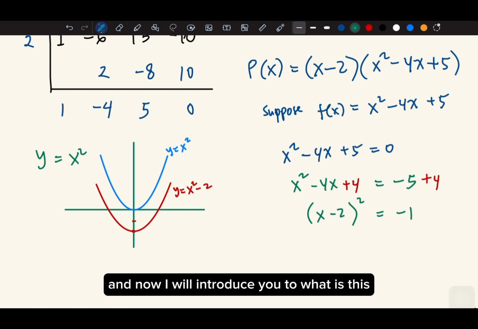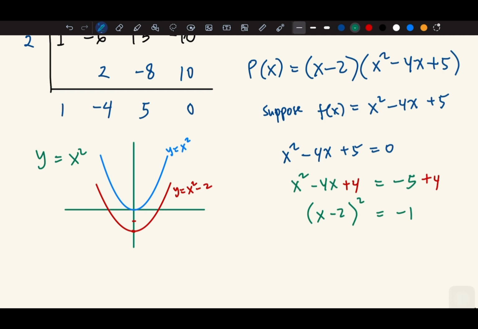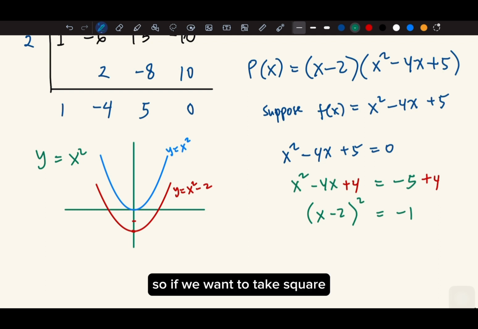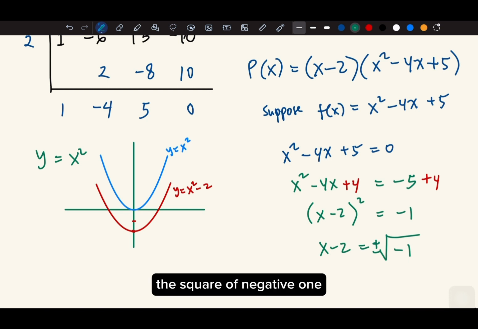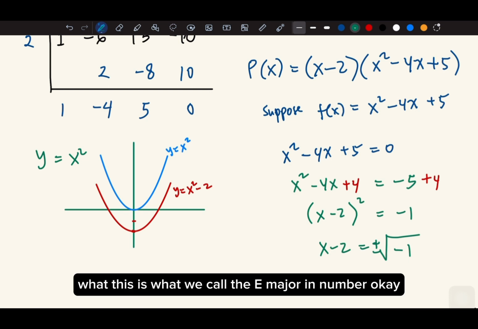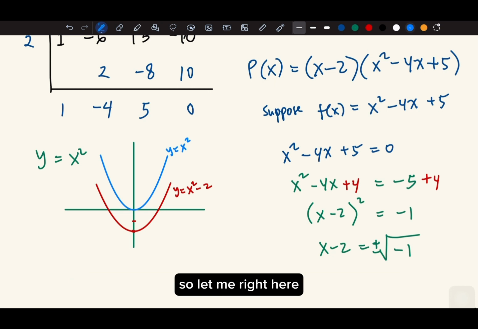And now I will introduce you to what this is. If we want to take the square root of -1, this is what we call the imaginary number. Okay, so let me write here. So i squared is -1. So i is actually the square root of -1.